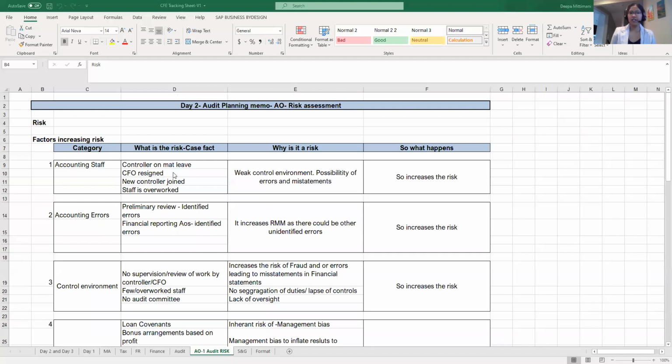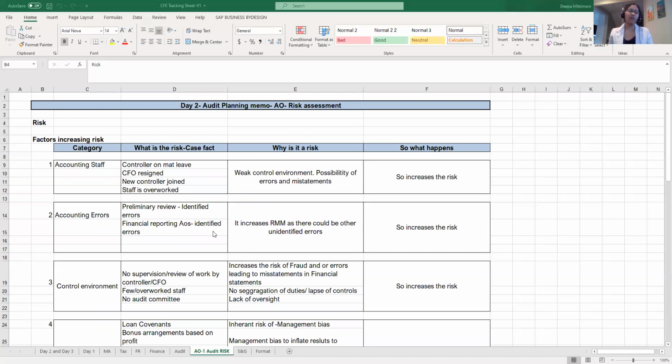explain what the risk is, why it is a risk, and so what happens. It is very important, I'm stressing it again, it is very important to cover these 3 areas: what is the risk, why it is a risk, and what happens. Because if you just state the case fact, you will be held back at RC because you're not completing your thought.